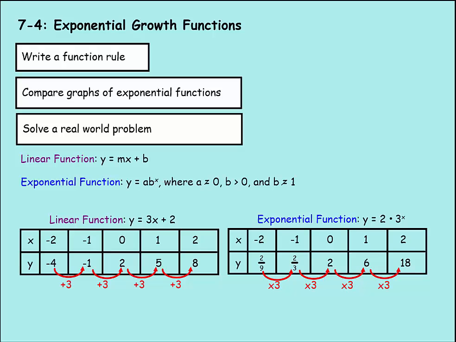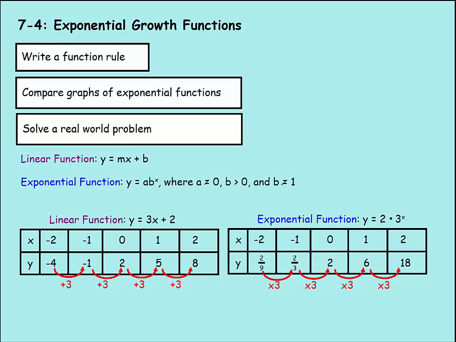This will only work if a is not 0, because if you multiply anything times 0, it's going to be 0. B needs to be greater than 0, and then b can't be 1. And this will make a little more sense later on. Linear functions, for example, which would be y equals 3 times x plus 2, have a slope of 3, meaning that for every 1 you go up on x, you're adding 3 to y. You notice how every single time it adds 3 as you go up 1.